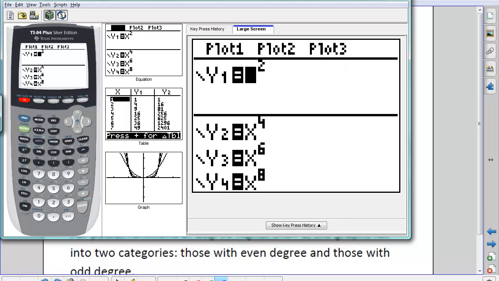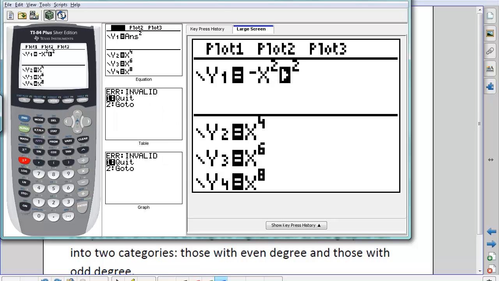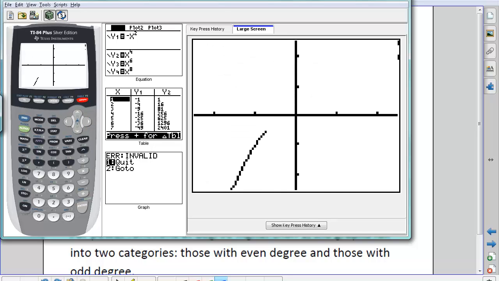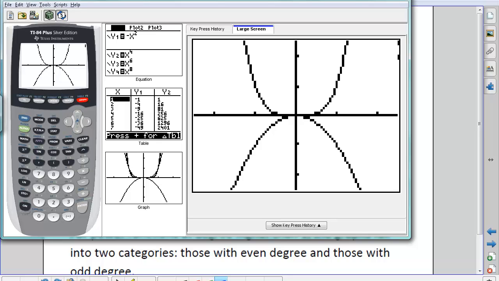And of course we can add in a negative sign. We should know what that does. Okay. If I make one of them negative, doesn't that just flip it over, right? Doesn't really change the rest of them. But what we get from that, even power functions open up in a U shape.